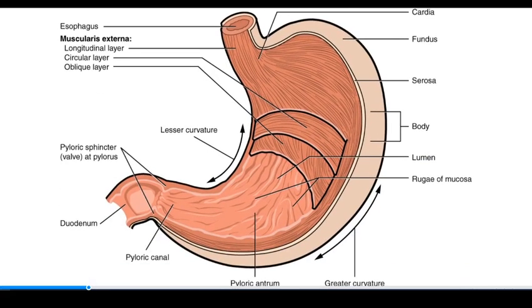Anatomically, the stomach has several different regions. Where the esophagus attaches to it is called the cardia, referring to the heart, which is nearby on the other side of the diaphragm. Then next to that is a region called the fundus, which is the part of the stomach that bulges up above where the esophagus attaches.